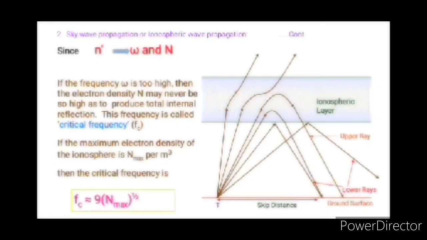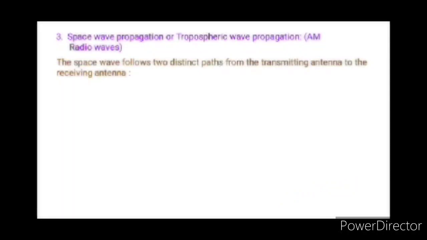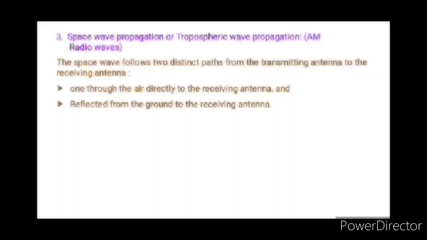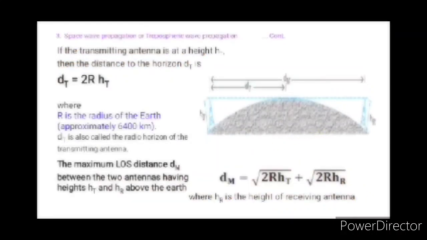Next, space wave propagation. The space wave follows two distinct paths from the transmitting antenna to the receiving antenna: one through air directly to the receiving antenna, another reflected from the ground surface. If the transmitting antenna is at height HT and the receiving antenna is of height HR, then the maximum line of sight distance DM will be given by this particular relation.